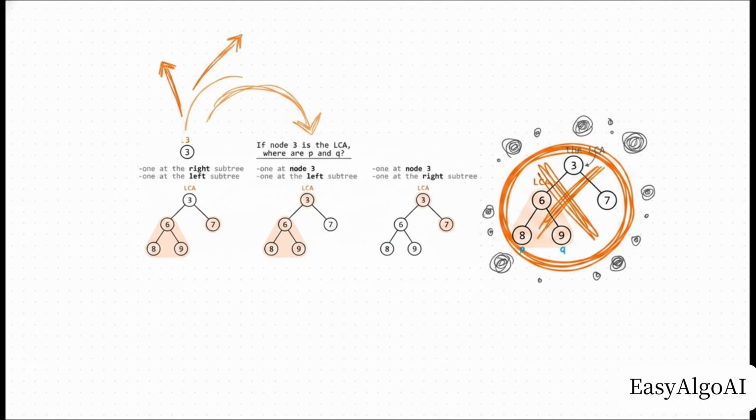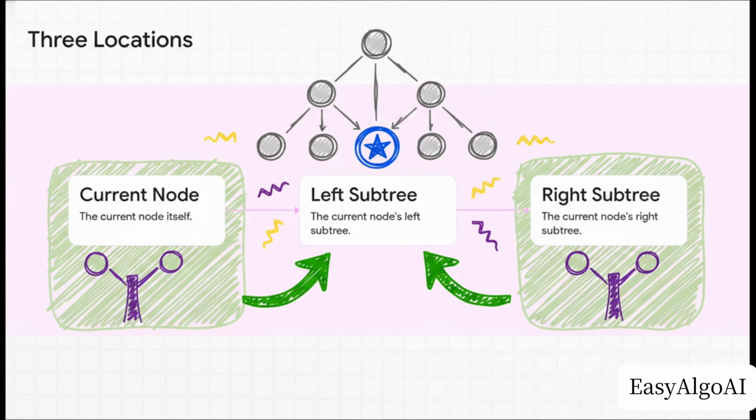A node further down, like node 6 in this case, contains both of them, making node 6 the true LCA. This brings us to a really beautiful, consistent pattern. For literally any given node we're evaluating, our targets P and Q can only exist in 3 specific buckets. Number 1, the current node itself might actually be P or Q. Number 2, the target could be hiding down in the current node's left subtree. Or number 3, the target could be located in the current node's right subtree.